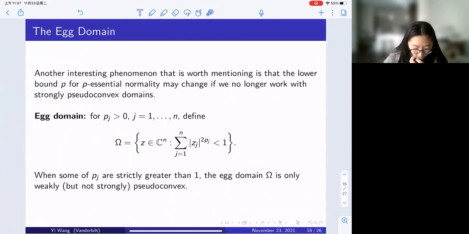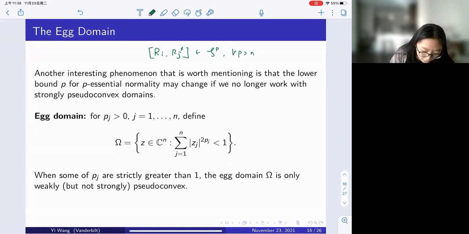Okay, another thing that's worth mentioning is this. In the original Arveson-Douglas conjecture, we conjectured that the module actions, the cross products, are in Schatten p for any p greater than n. And also for the entire space, for example the Drury-Arveson space, by direct computation, M_{z_i} and M_{z_j} star commute modulo Schatten p for any p greater than n. Here is an example where this lower bound actually changes if you change the domain. So that's a new phenomenon we haven't seen before.